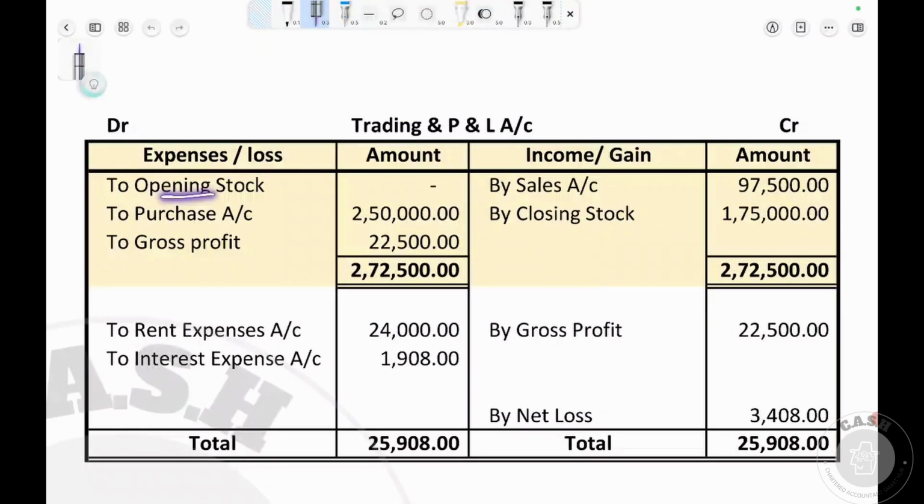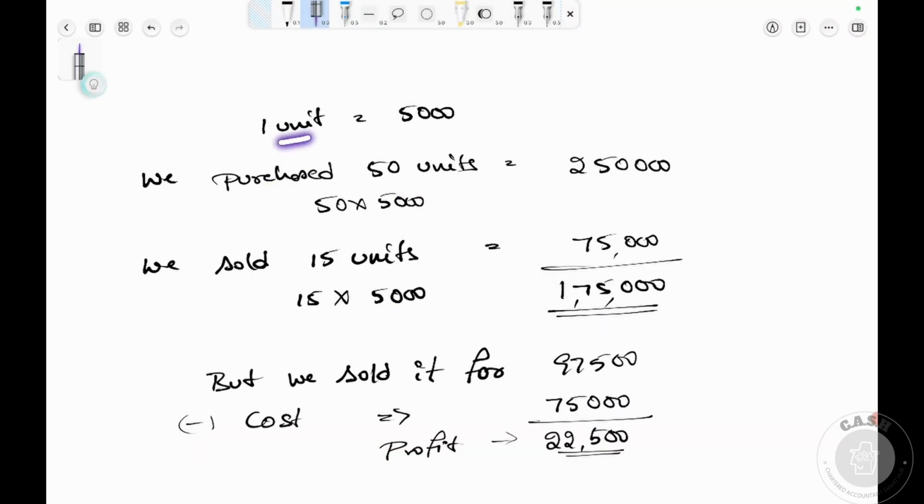So this is the opening stock, which was brought down from the previous period, and this is the closing stock, which will be carried down to the next period. Since it is a new business, we don't have any opening stock, but there is a closing stock. Let's find how this closing stock arrived. Cost of one unit is 5,000. We have purchased 50 units. So 50 into 5,000 is equal to 2,50,000. We sold 15 units. Cost of 15 units will be 75,000.